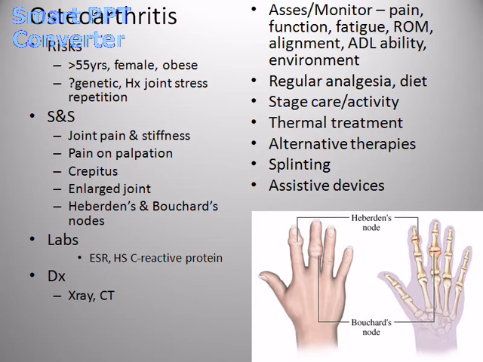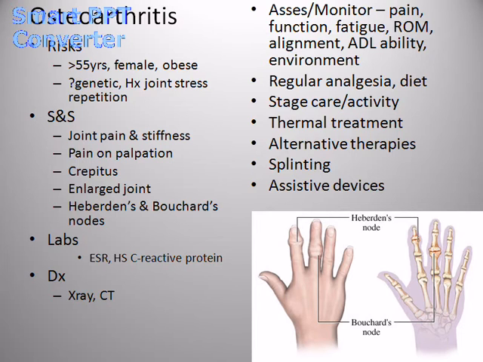Osteoarthritis without synovitis is not inflammatory. We also are not going to see a change in the ANA, the antinuclear antibody. We only see that change with rheumatoid arthritis. Diagnostic procedures, we'll see X-ray or CAT scan, and what they're going to see is a decrease in the joint space itself and bone spurs.